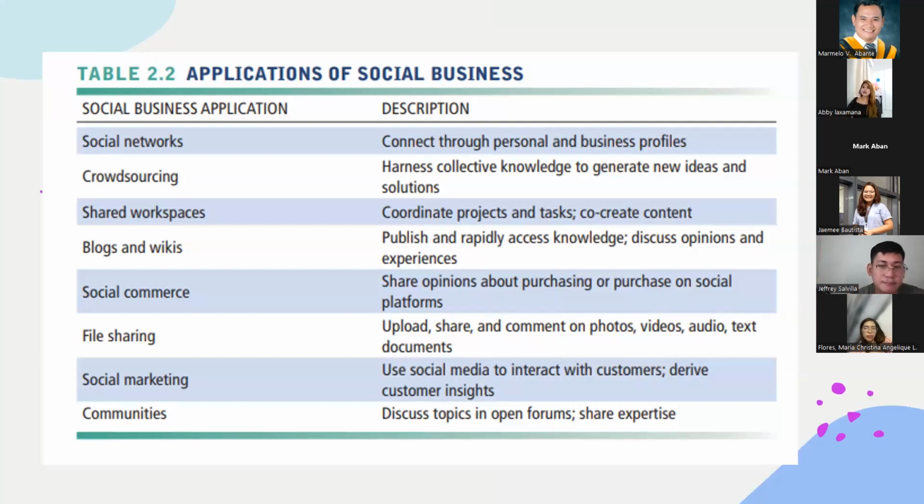Table 2.2 describes important applications of social business inside and outside the firm. This chapter focuses on enterprise social business, its internal corporate uses. Here are examples of social business applications: social networks, crowdsourcing, shared workspaces, blogs and wikis, social commerce, file sharing, social marketing, and communities.